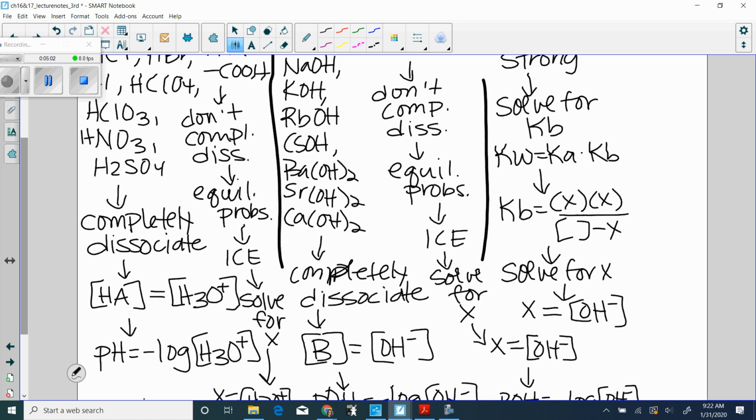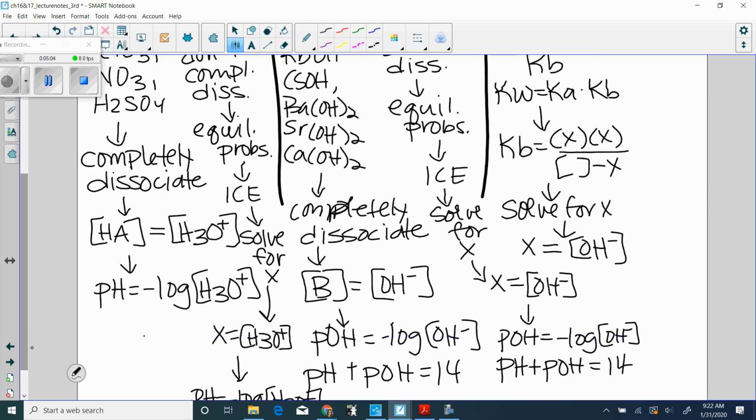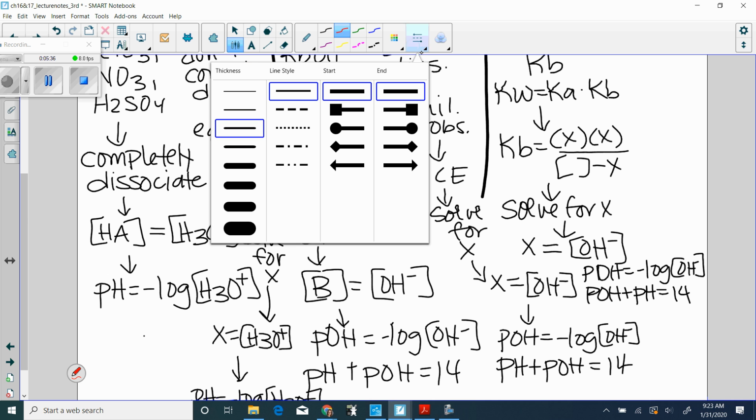Right? And so we have to do pOH first. Oh, God. Very good job. But then we can get to pH, right? pOH plus pH equals 14. I'm going to just switch to red, just so you can tell what's different about it.